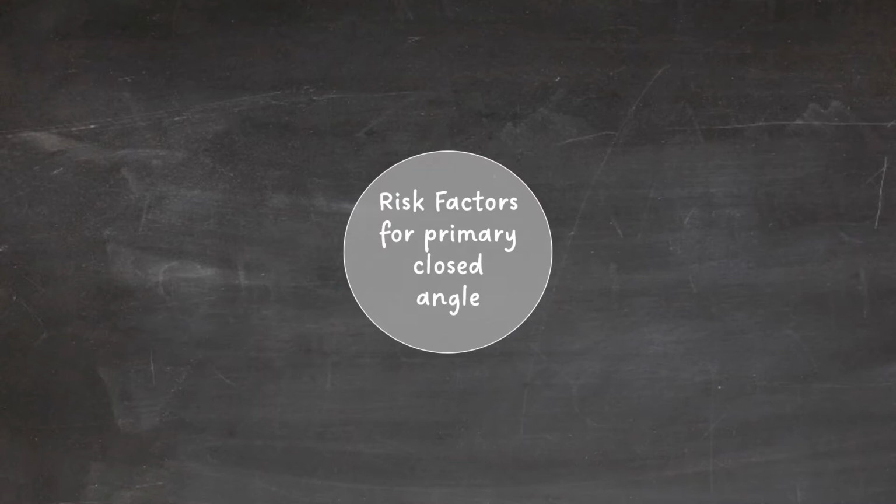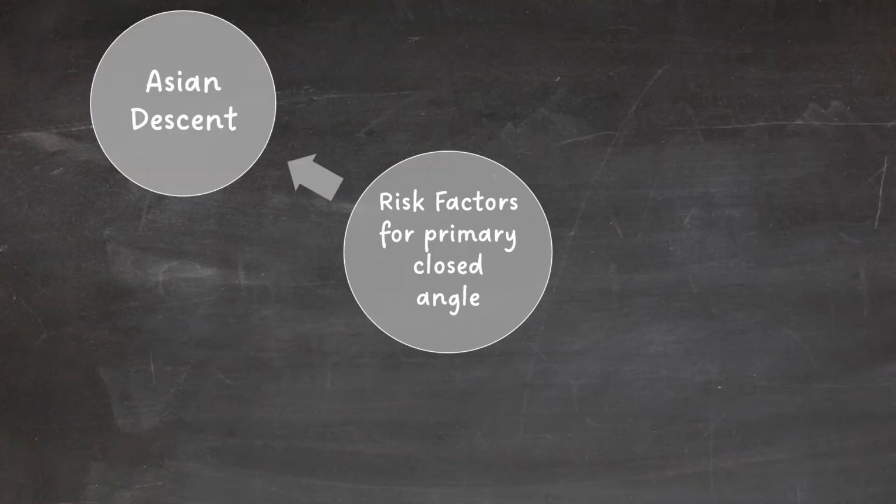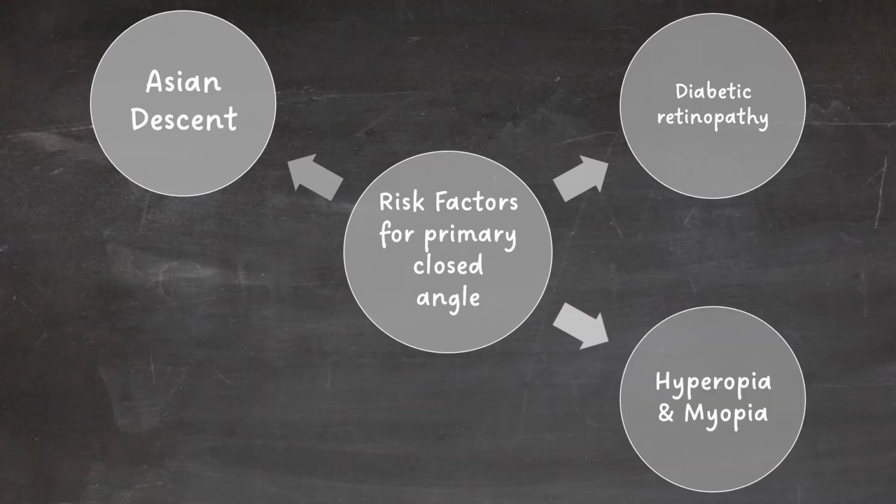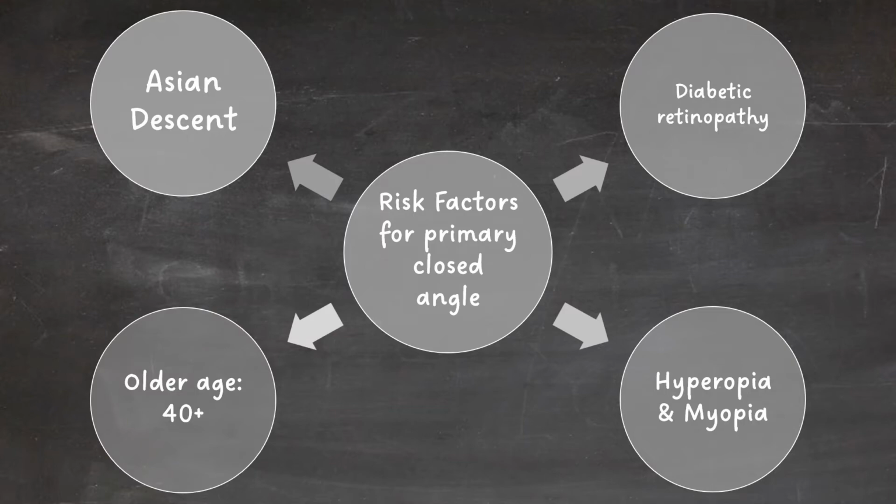So how does someone develop glaucoma? As it is primary, the direct cause for this type of glaucoma is either idiopathic or cryptogenic, meaning we don't know, or it's difficult to find the reason for the cause. What we do know is that there are risk factors which can contribute to the development of primary closed-angle glaucoma. This includes being of Asian descent, having diabetic retinopathy, having severe malignant hyperopia or myopia, and being of older age.